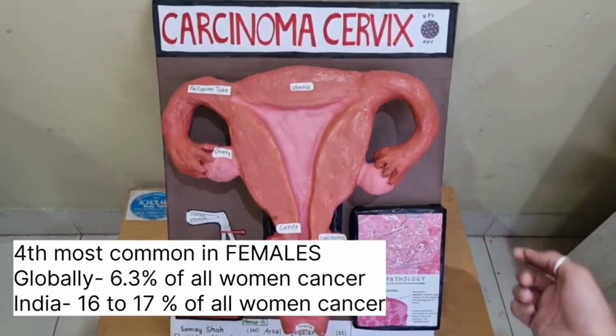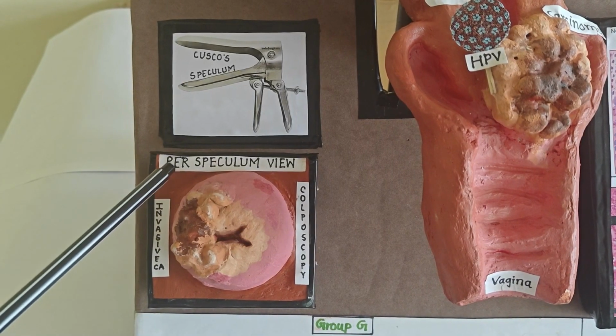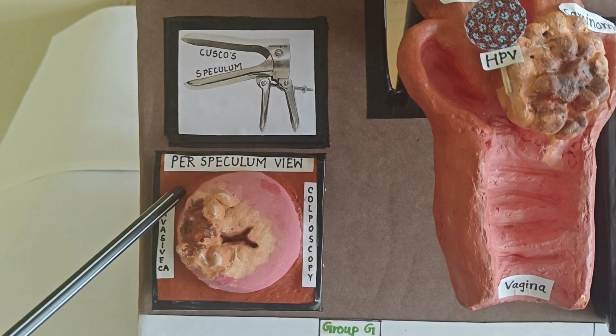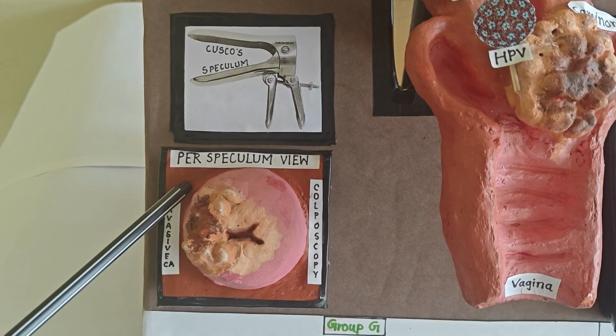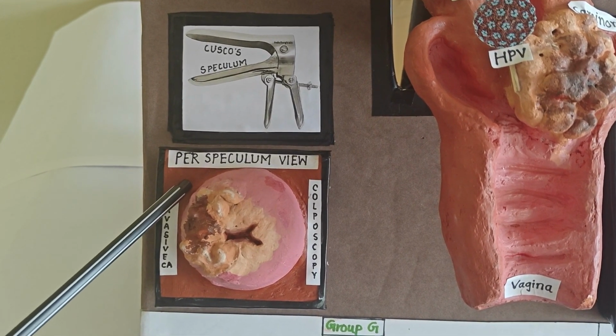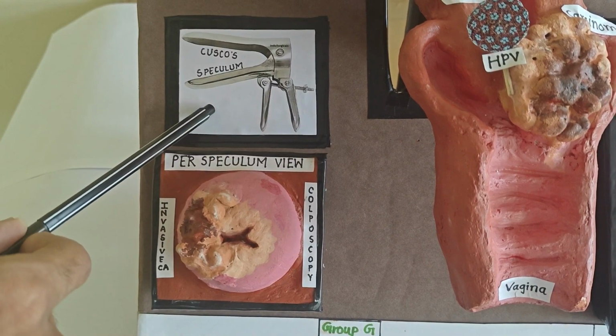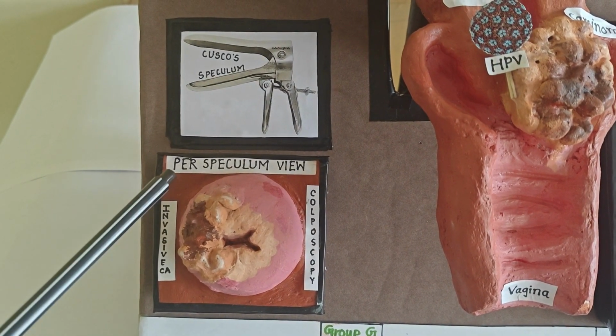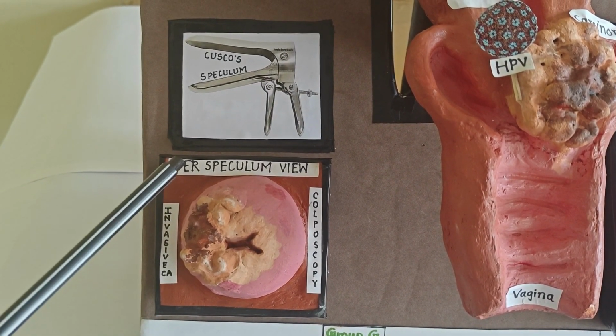Now, moving on to the per speculum view, this is a view of the cervical os which has been retracted with the help of an instrument called a speculum, and hence it is known as the per speculum view. There are two types of speculum, the Cusco's speculum and the Sims speculum. The Sims speculum is the one which is commonly used in the hospital at Solapur.